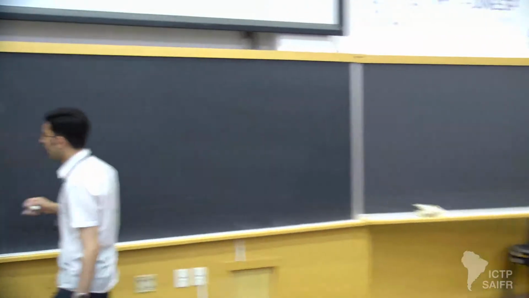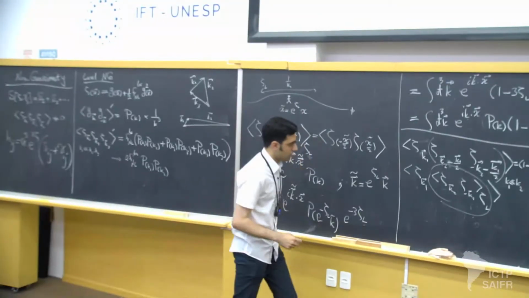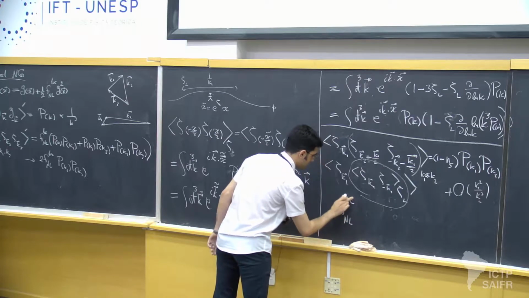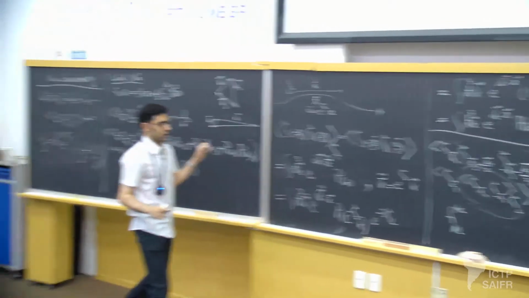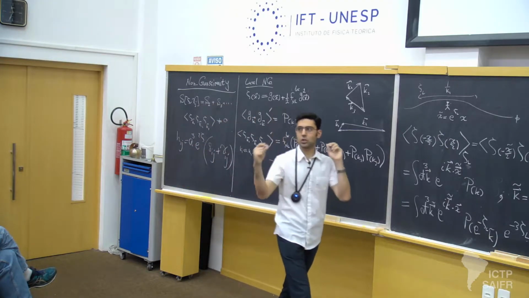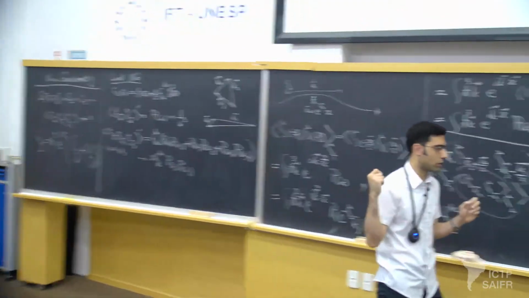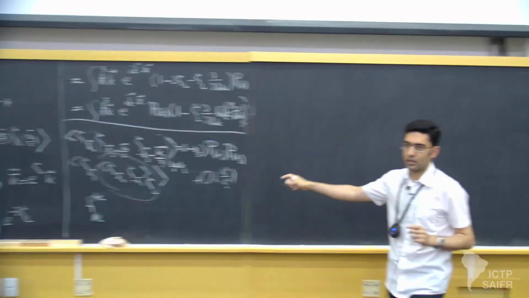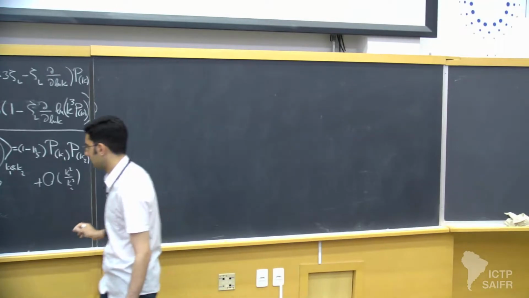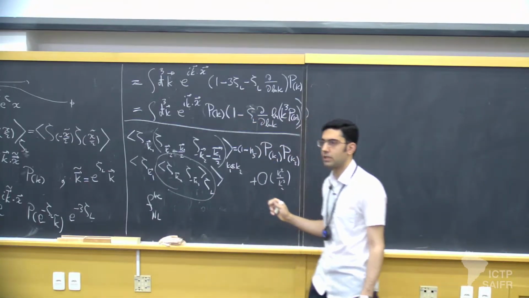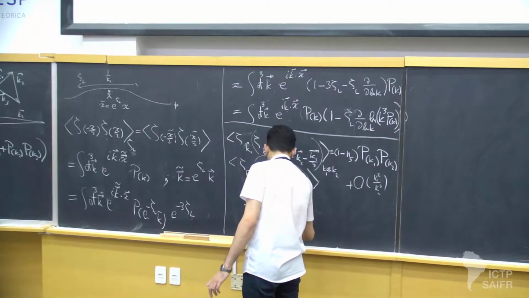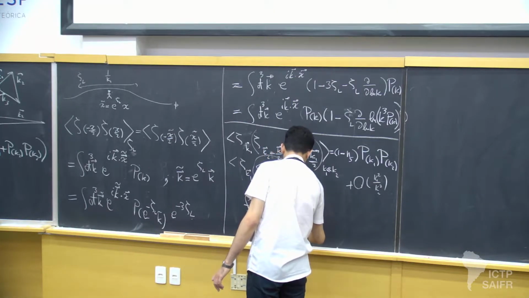So what do we learn? We learned that FNL local, by which I mean the squeezed limit of the 3-point function that I get in this model, in single field inflation, is given by 1/2, 1 minus ns.